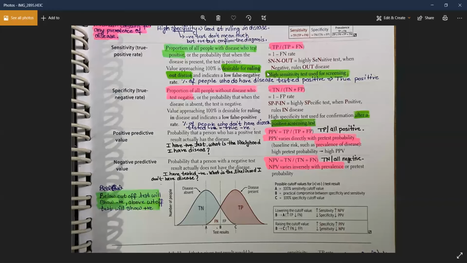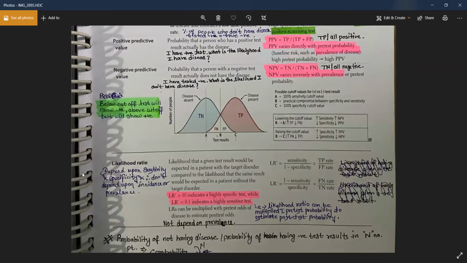Okay, then we have discussed the positive predictive value and the negative predictive value. We have discussed how these values change with the incidence or the prevalence of the disease, right? We have discussed the cutoff value of a certain test, and how changing the cutoff value can change the sensitivity, specificity, positive predictive value and negative predictive value of the test.